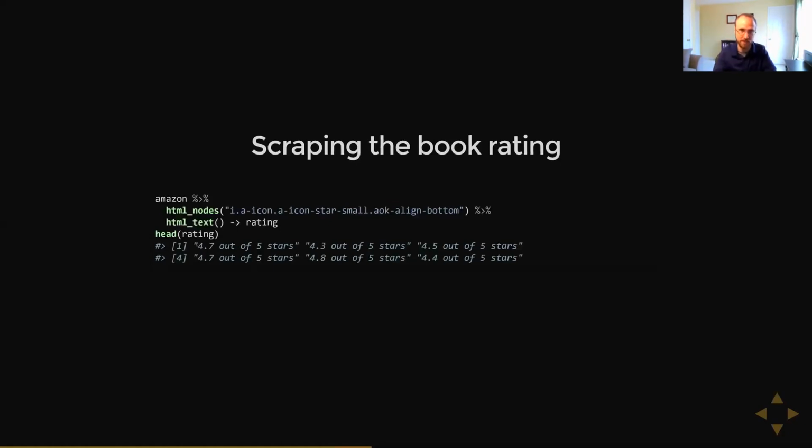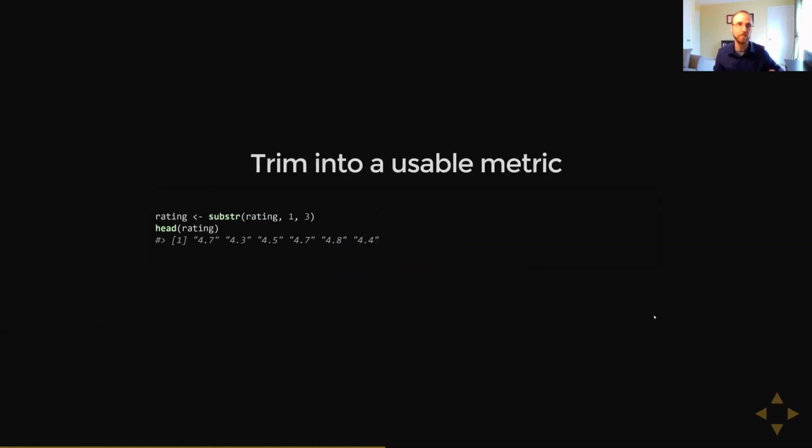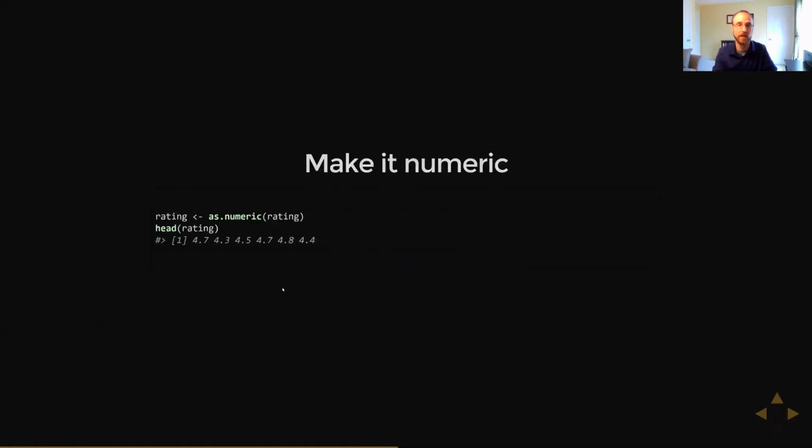Well, you also see now the ratings. I have 4.7 out of 5 stars, out of 5 stars, out of 5 stars. But I don't need that. And if I want to do some sort of analysis on the numeric value, I need to condense this down so it is just providing me that numeric value. So I'm just going to take the substring of the rating value starting at the first character and then take 3 characters. So now I have this format where we can see 4.7, 4.3, and so forth. And the next step is going to just make it numeric if I want to be able to do analysis on a numerical value.